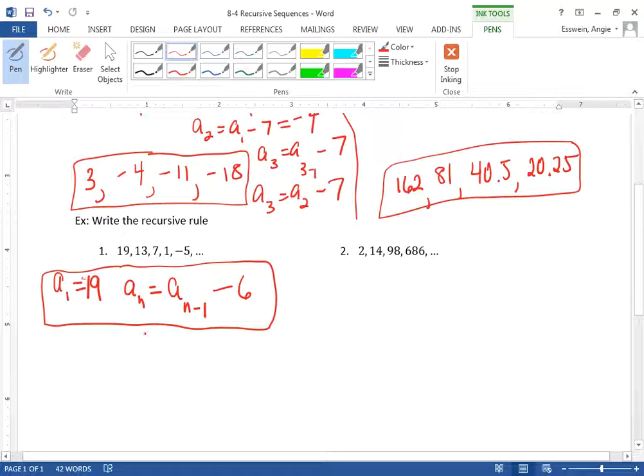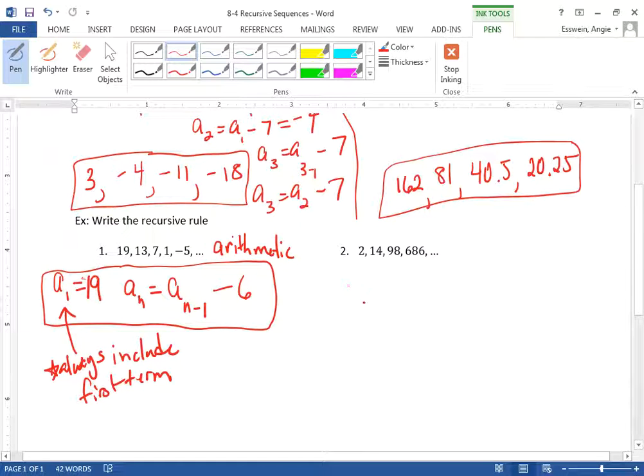Recursive definitions are much easier than explicit. But they do have a disadvantage, which I want you to think about and tell me what it is. So I want this in your notes. Always include the first term, because otherwise the whole thing is wrong. Don't forget to do that, because otherwise you can't even use this formula. You wouldn't know where to start. So you always have to include the first term. And is that arithmetic or geometric? Arithmetic, because you're always adding negative 6. That's the common difference.